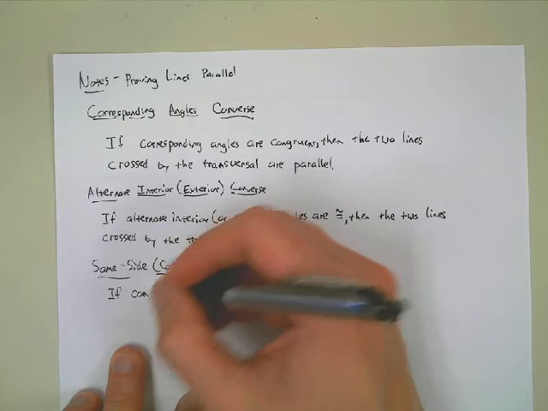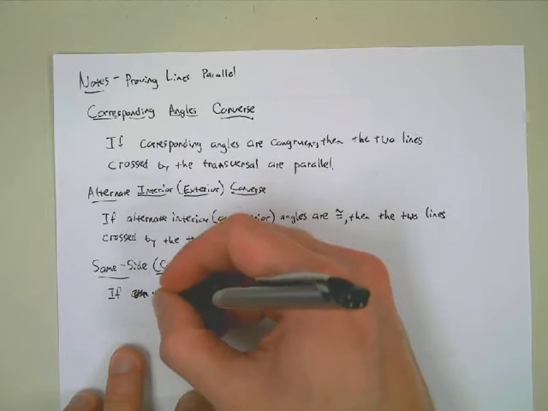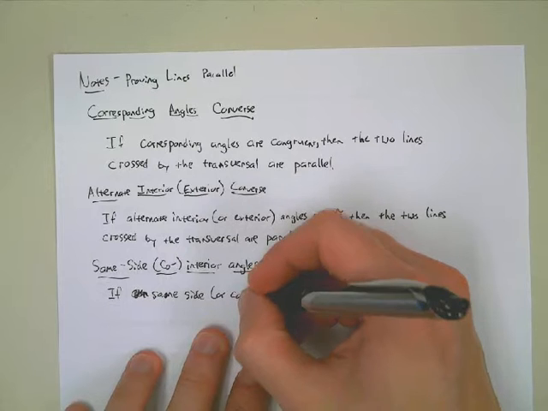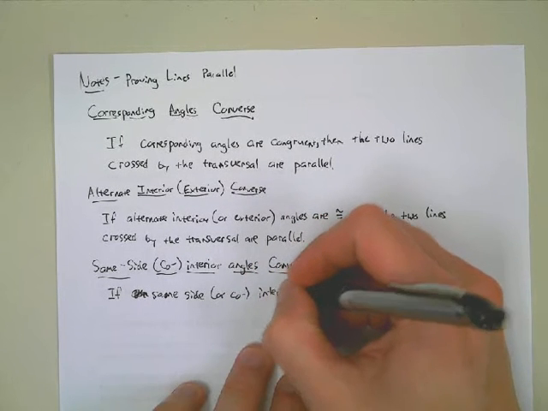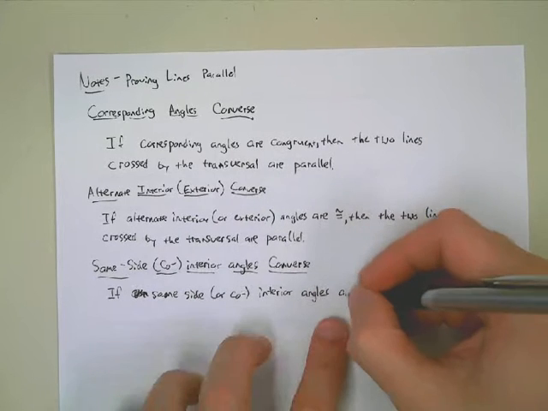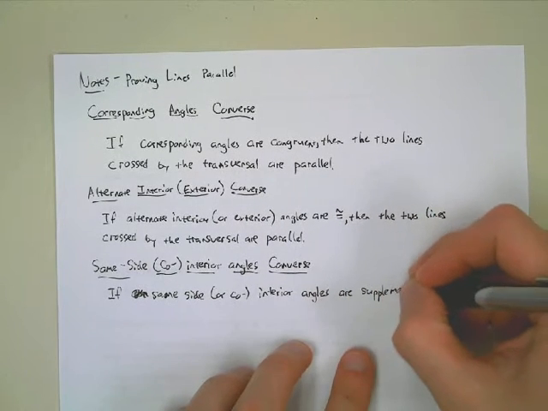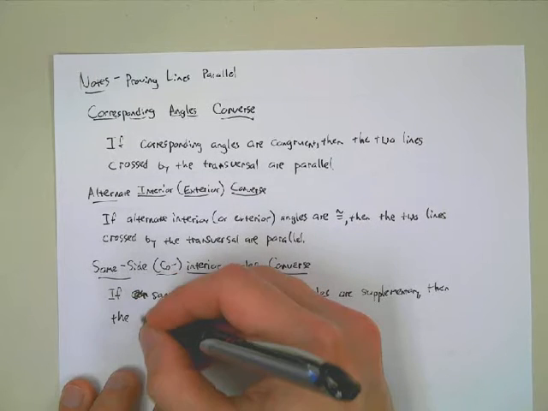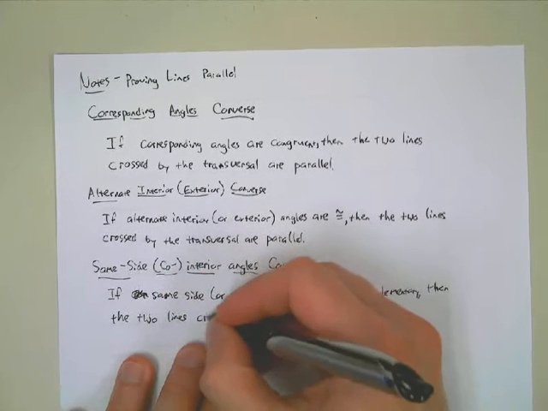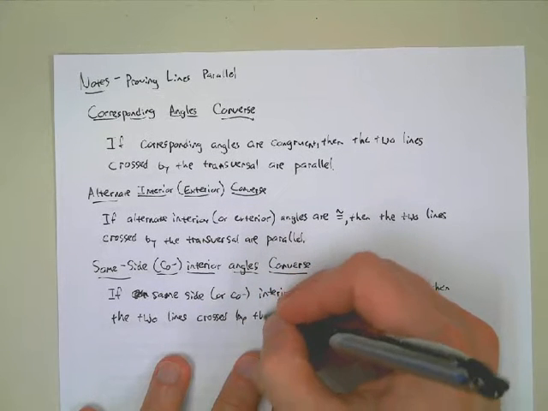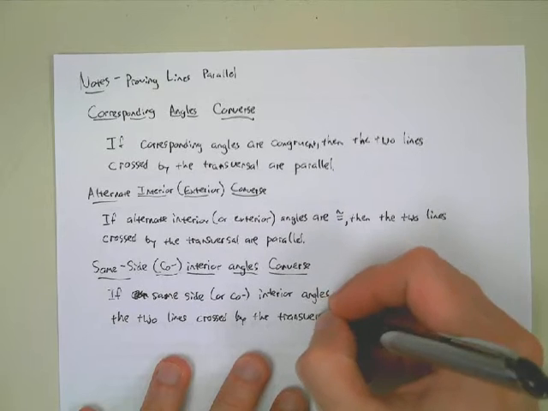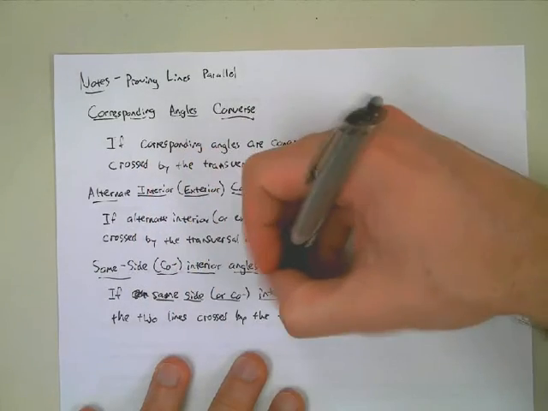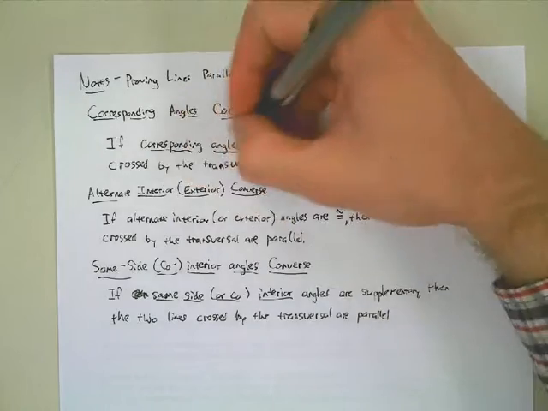So the idea here, right, is if consecutive, or if same side interior, if same side or co-interior angles are supplementary, then the two lines crossed by the transversal are parallel. Okay.